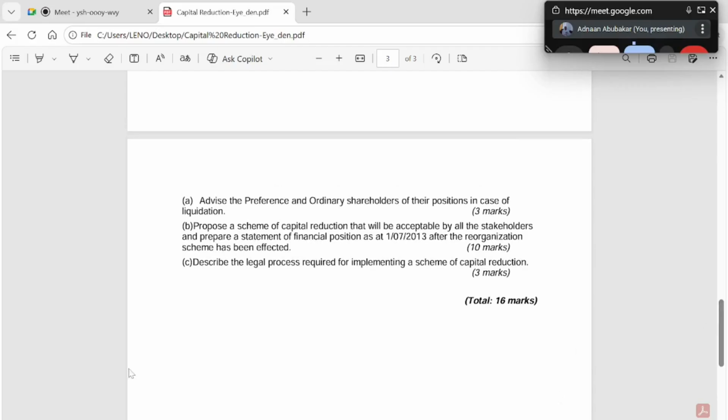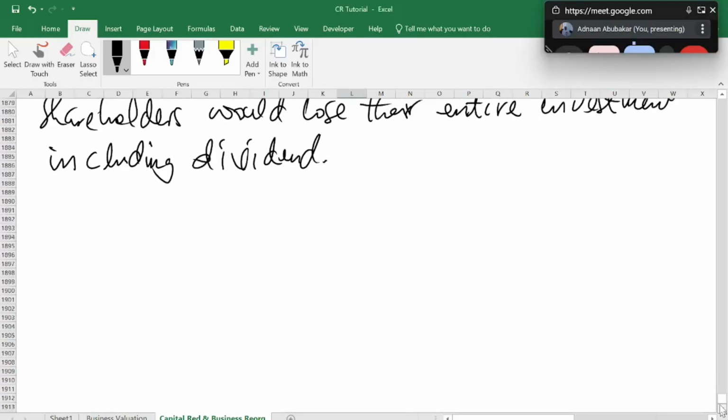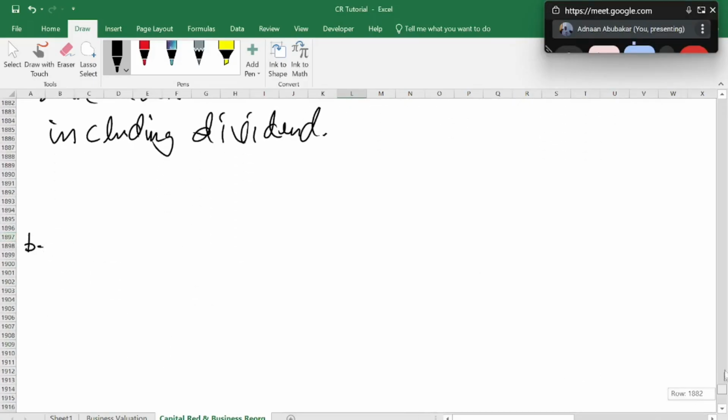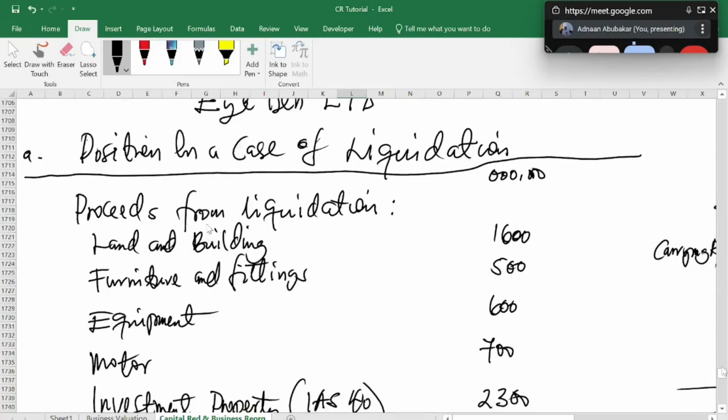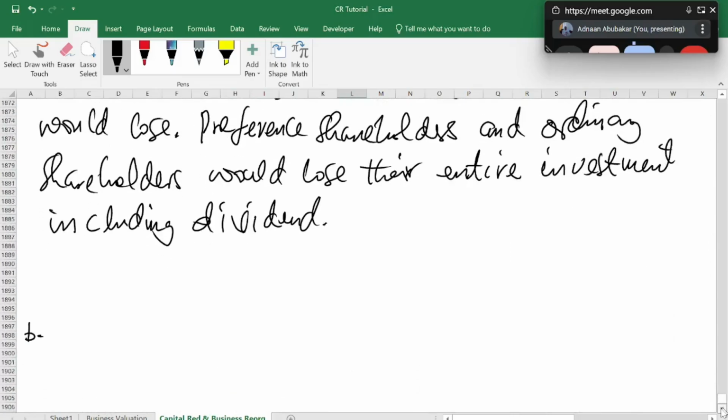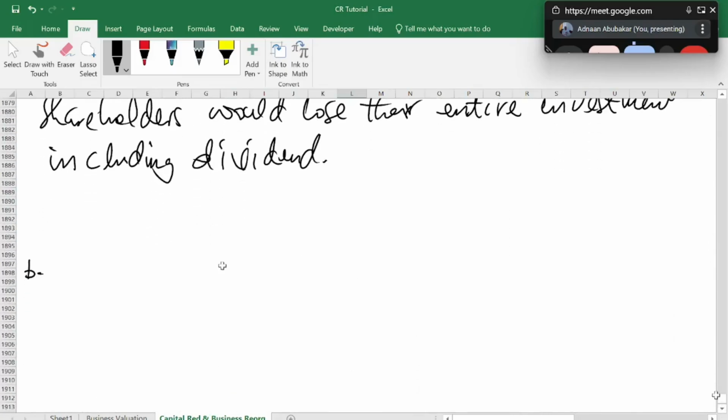Okay, let's go to the next one. B. You should do a proposed scheme. I want to do the maximum loss and capital reduction account, so you see that they are similar. So let us start with the maximum loss. The proposed scheme, how do you do it? You say the maximum loss.